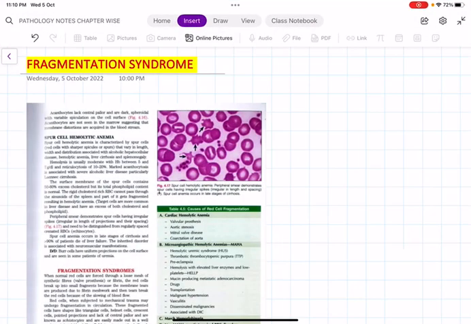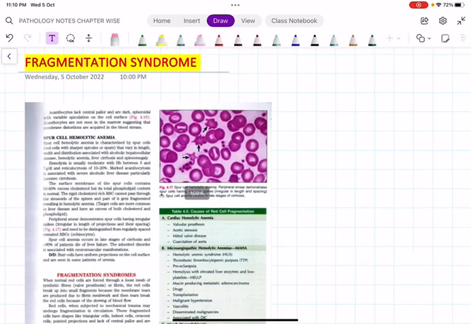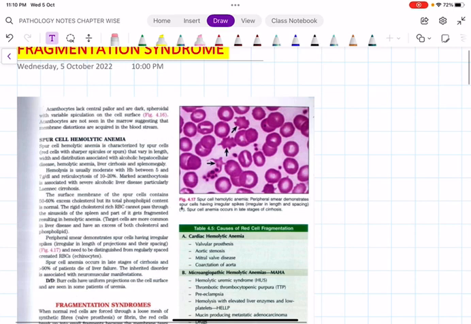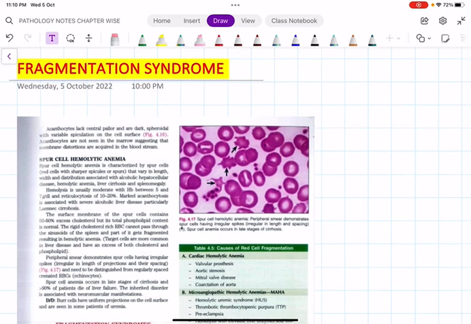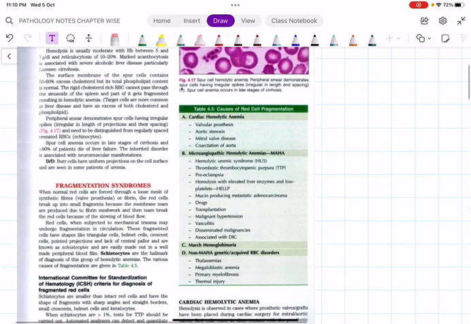Hello everyone, welcome to a new session in hematology. Today we are going to discuss fragmentation syndromes. As far as undergraduate level is concerned, you should have a very basic idea about what fragmentation syndromes are, what is microangiopathic hemolytic anemia, and next, thrombocytopenic purpura.